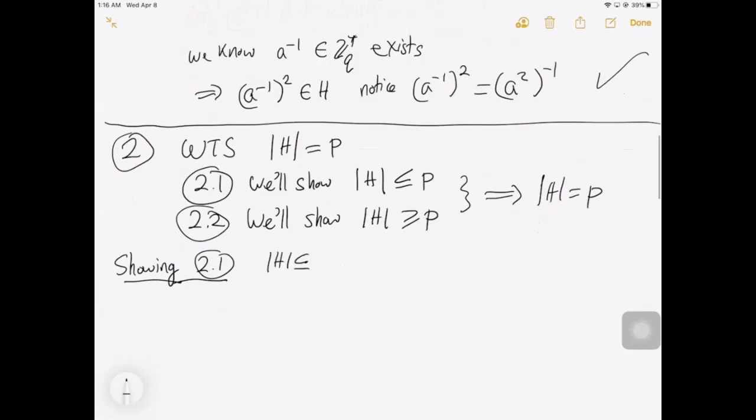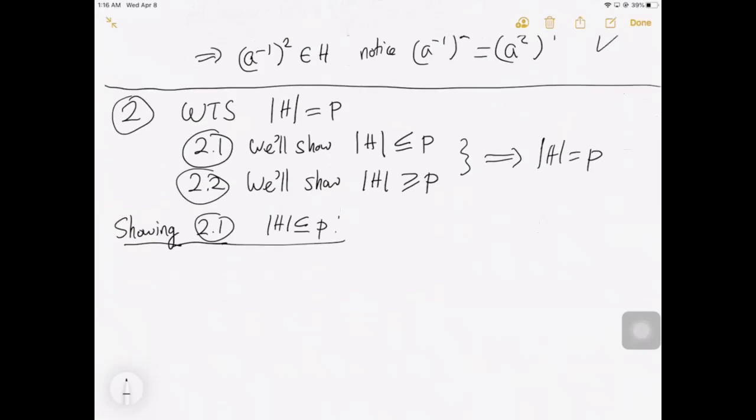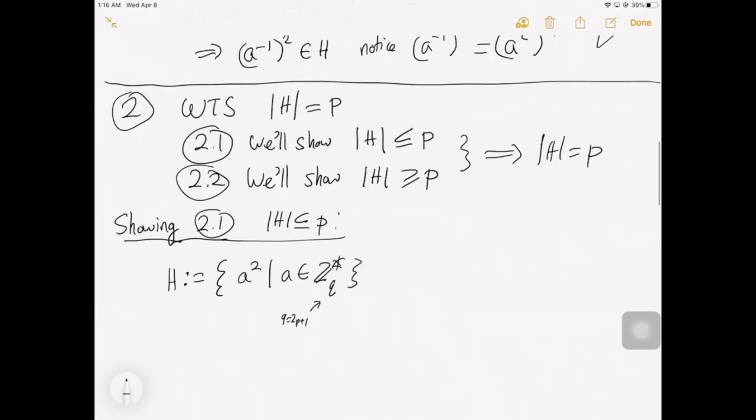The size of H is less than or equal to P. Let's start by showing this. Recall that H was defined to be the set of quadratic residues mod Q: A squared such that A ranges over Z star Q, right? And recall that Q is equal to 2P plus 1. So this is what H was defined to be.